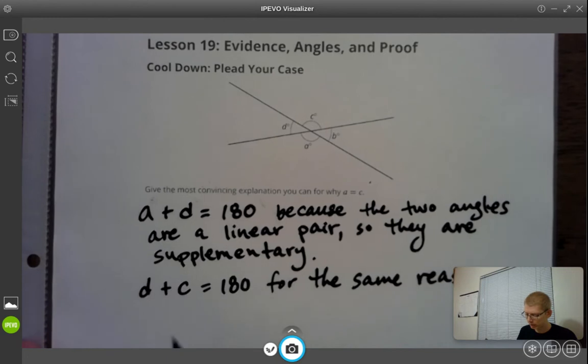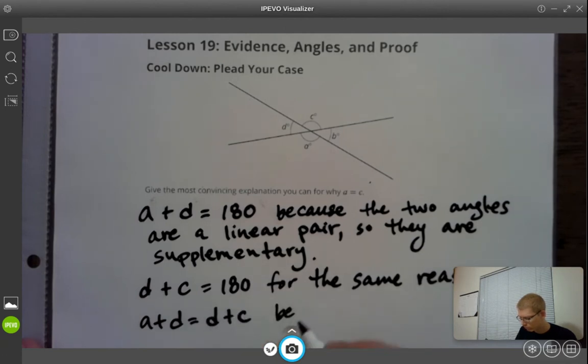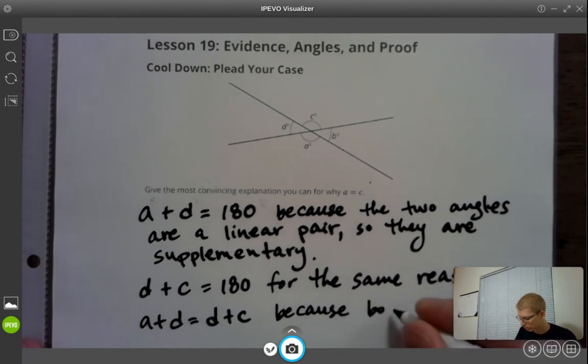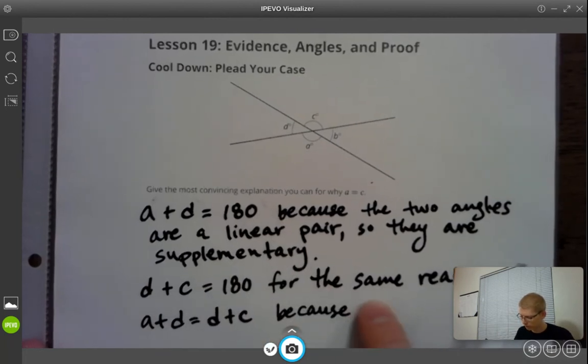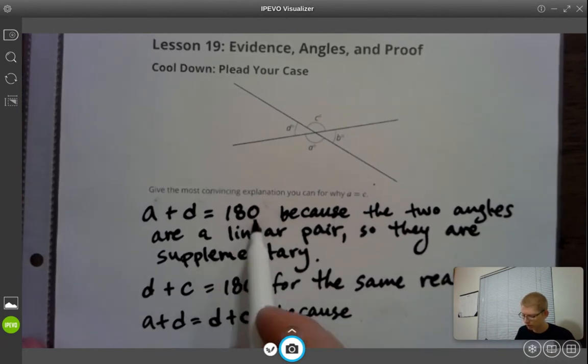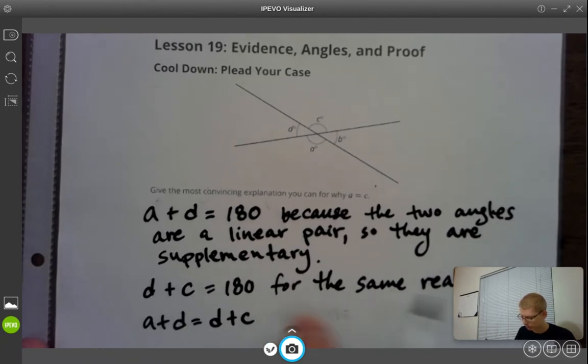So now we can say that A plus D equals D plus C because both sides of the equation are equal to 180. Or we can say by substitution. Let's just say by substitution. Instead of 180, I can replace that with D plus C. So we'll say by substitution.